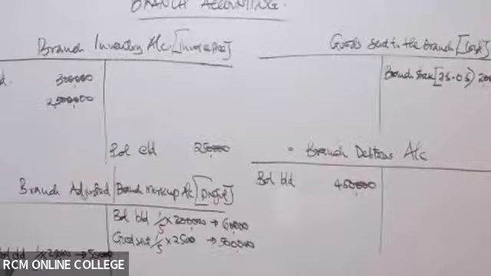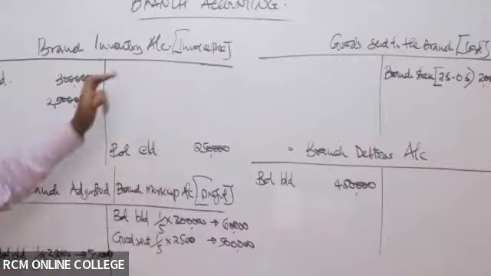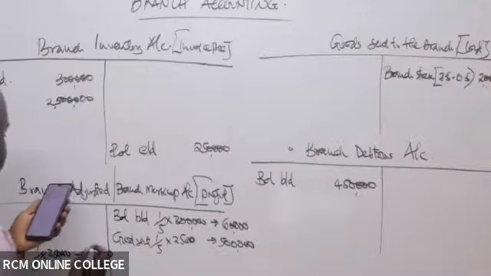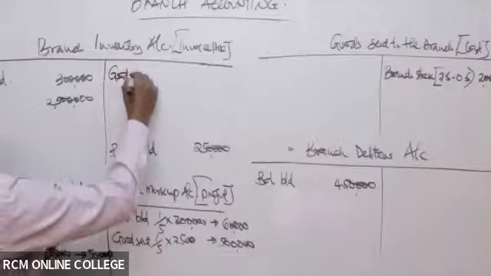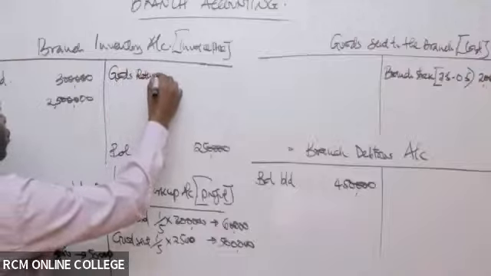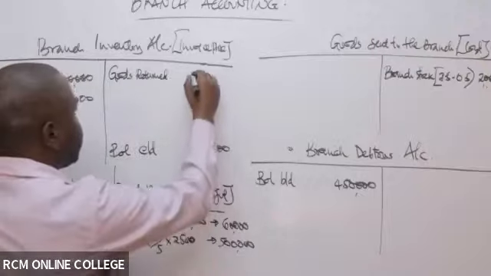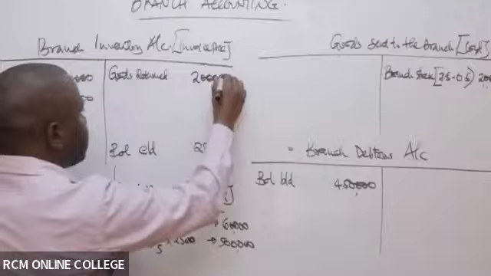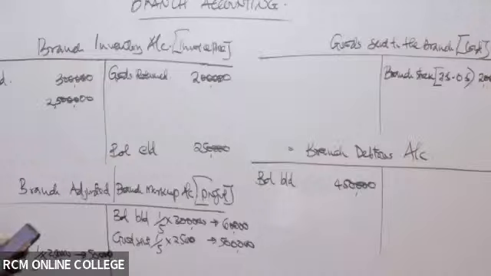Then goods returned by the branch to the head office. There were some goods which were returned to the head office. If we return some goods to the head office, our branch inventory reduces. So we credit that inventory by the goods returned to the head office. It reduced our inventory at the branch. It was 200,000 that had been returned.